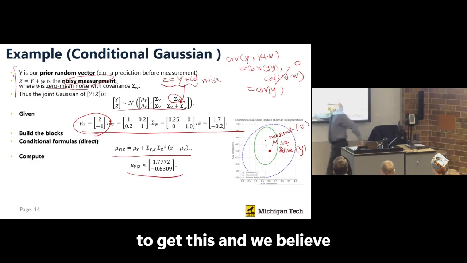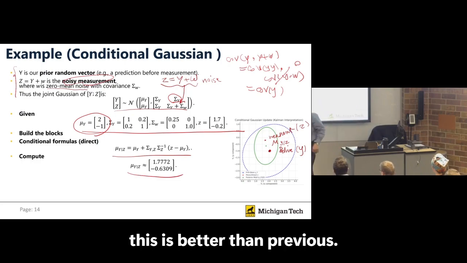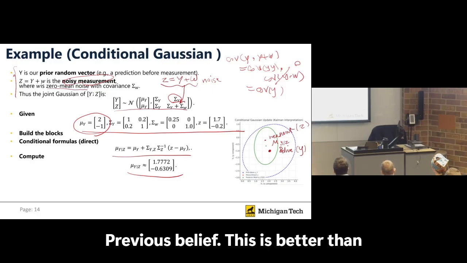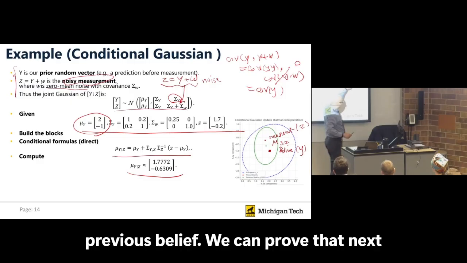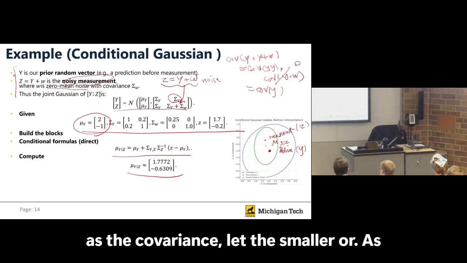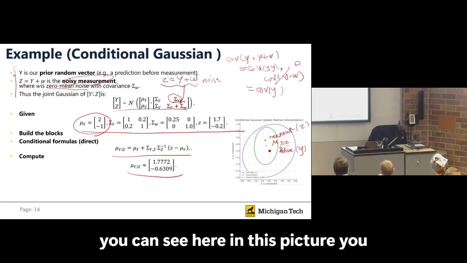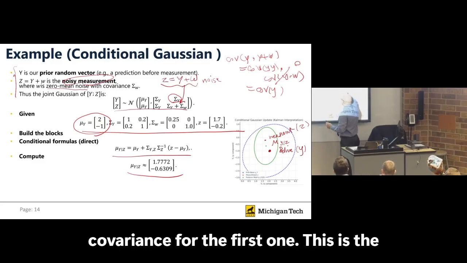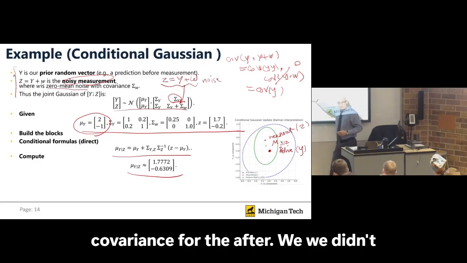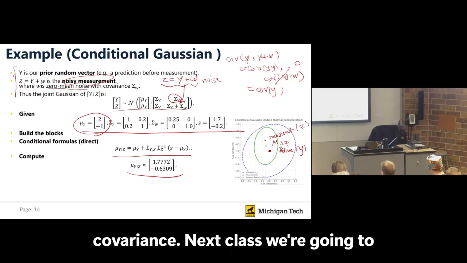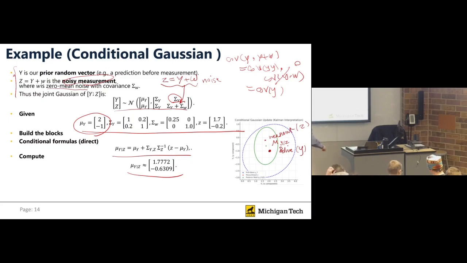And we believe this is better than the previous belief. We can prove that next class. How can we prove that? As long as the covariance gets smaller, as you can see here in this picture. This is the covariance for the first one. This is the covariance for the after. We didn't calculate the covariance. Next class, we're going to compute that as well.